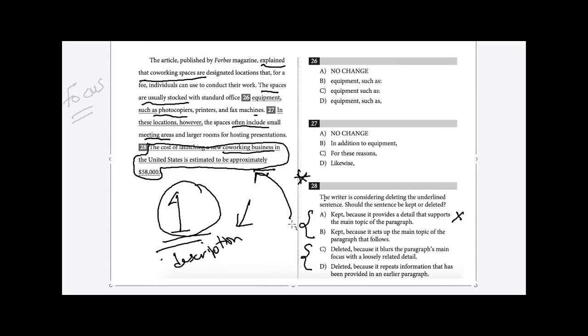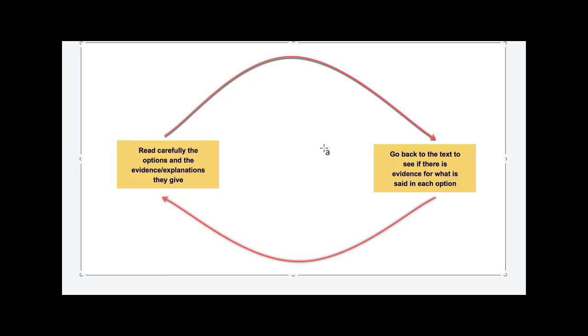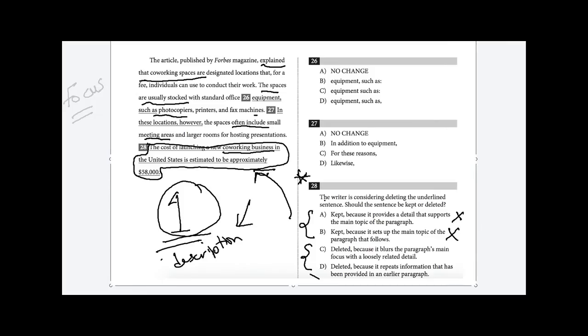Okay. Now, the other two options. It says deleted. Let's go to D first. It says deleted because it repeats information that has been provided in an earlier paragraph. Now, I don't have the earlier paragraph here, or I don't have all of it. But same thing, you would go to the earlier paragraphs just as this recommends. You will go look for evidence. You say to yourself, when you go back to the other paragraph, is the information repeated? Has this information been repeated before in an earlier paragraph? And you'll find when you do that the answer is no, it has not been repeated.